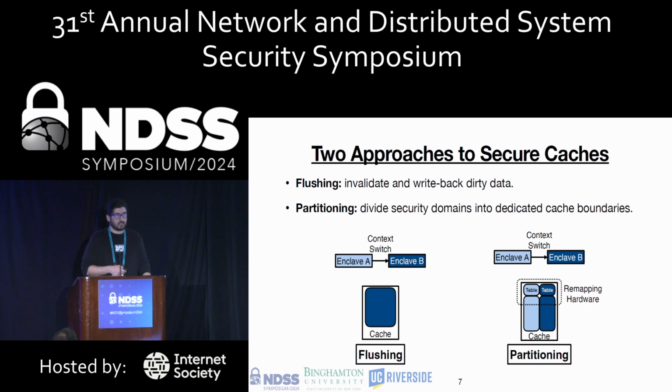The second approach is partitioning, which is the actual spatial division of the security domains into dedicated cache boundaries, which are called partitions. This requires the provisioning of tables to each security domain, in this case enclaves. The remapping hardware, when the cache is accessed, diverts the cache access within its corresponding partition. Therefore, upon a context switch, we do not have to evict or invalidate anything. Enclave B just accesses the table, and the table diverts the access. So there's no spatial collision between these 2 security domains.